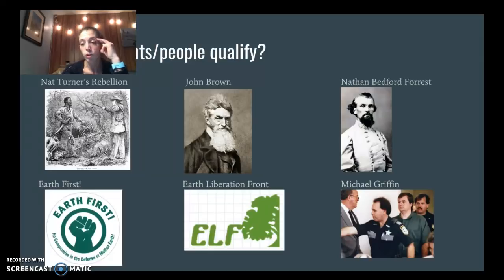Then we have Earth First. Now, Earth First is a group that organized and started up in the 1980s, and it was intent on stopping the logging that was going on in our forests throughout America. And what they would do is they would oftentimes put spikes into trees to make it so that loggers could not just go and chop them down quickly with their equipment. And they also were responsible for sabotaging and ruining a lot of equipment that loggers used.